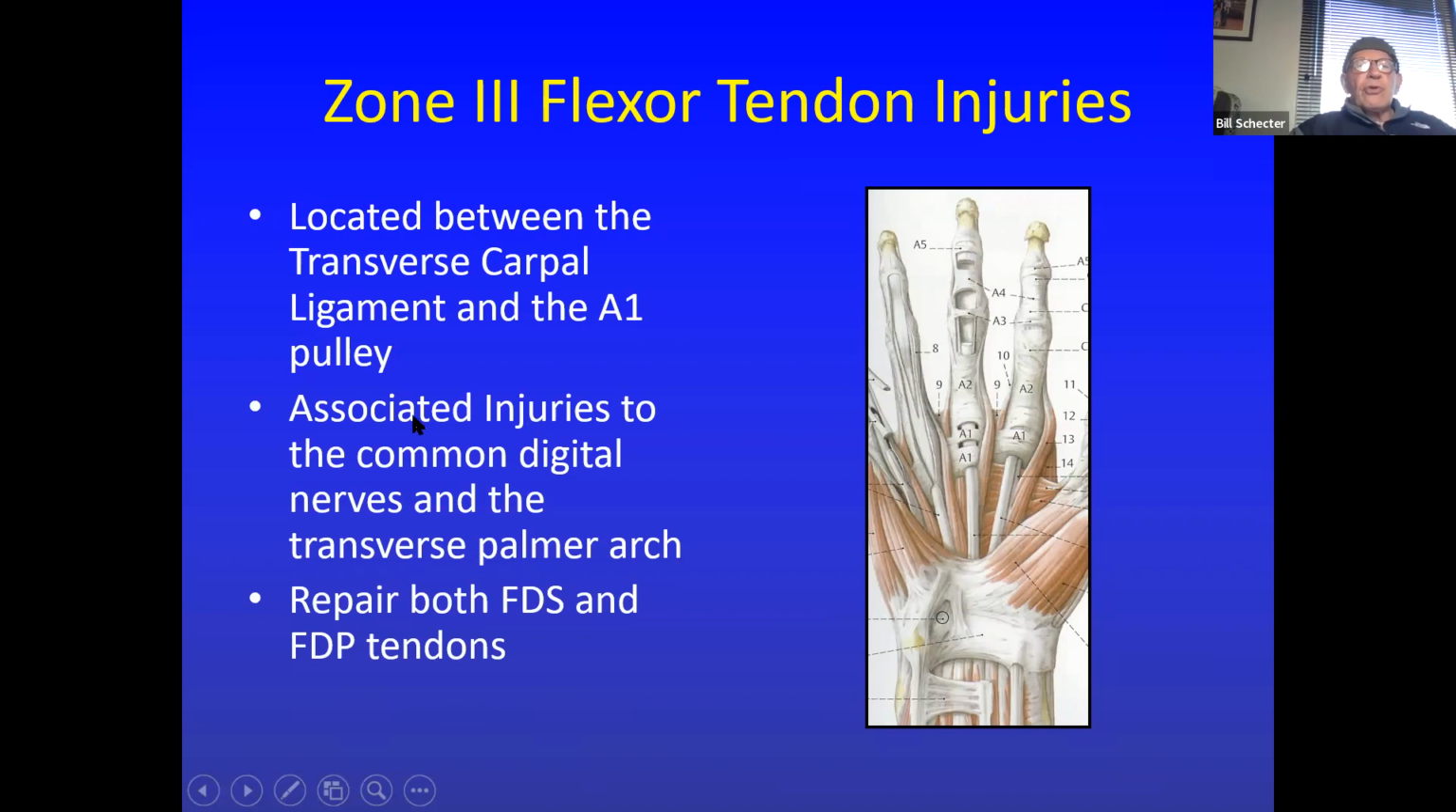Well, if you have a zone 3 injury, you know that you're highly likely to have an associated common digital nerve injury, because the common digital nerves run right here with the flexor tendons, and you may have a vascular injury to the transverse palmar line. So if you have a zone 3 injury, you'd like to repair both the sublimis and the profundus tendons if possible.